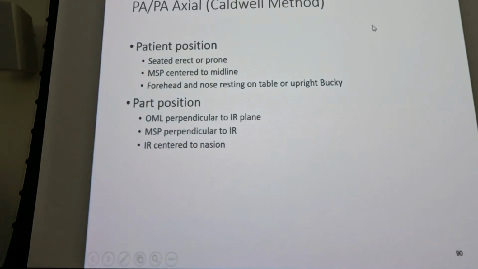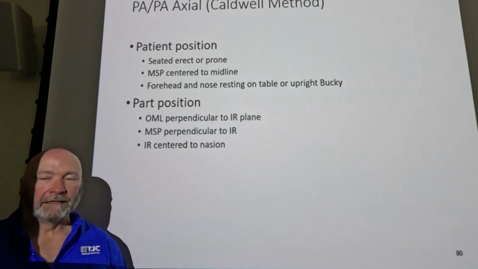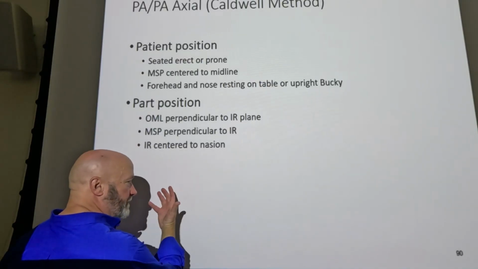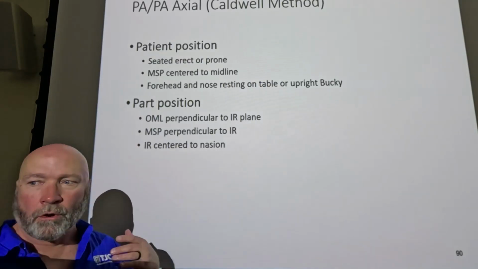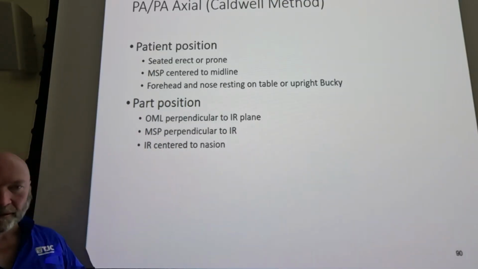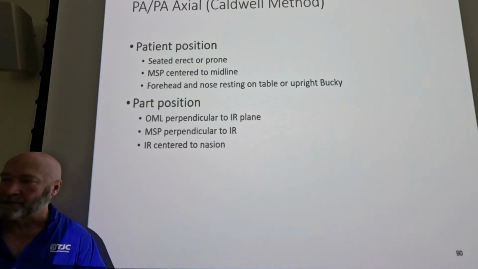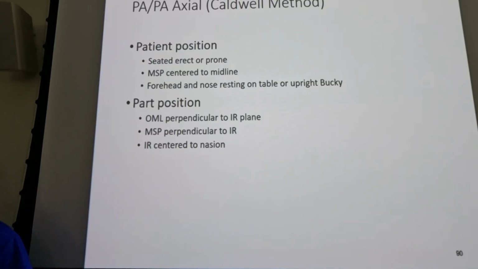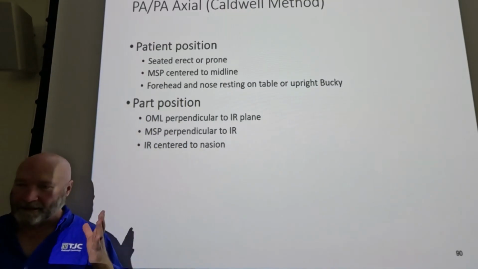All right, so PA Caldwell, PA and Caldwell. So the positioning for PA and Caldwell are identical. And that is, we're going to shoot PA, so the patient's face is up against the image receptor. Orbital meatal line is going to be perpendicular to the image receptor, okay? In both of those cases, positioning is identical. So what you want to do is put on some gloves and use their ears.